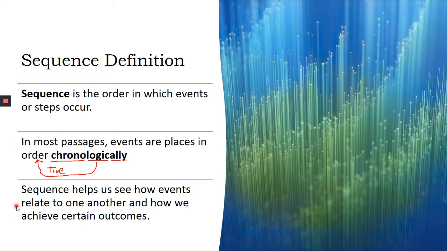Sequence can really help us break down the relationship between events by showing what things came first and what things followed. So it helps us to see how we get to the way things are today or how we get to a certain outcome, say in science.